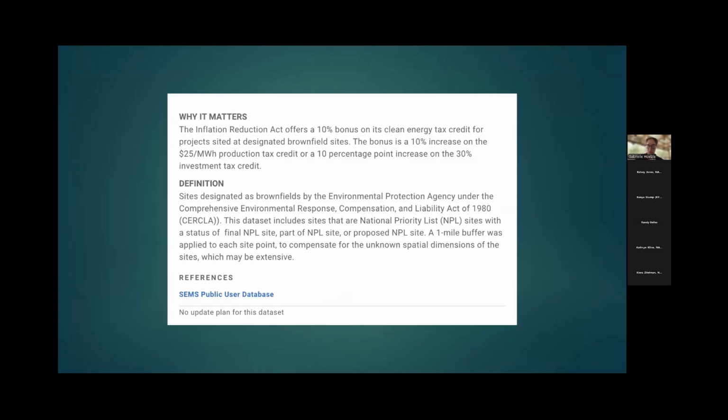Here's an example of those information boxes that I pointed out earlier. So here we're looking at the IRA information. So the Inflation Reduction Act, here's why it matters and it might be relevant to siting. Here's the definition and the source. So this is for every single layer across the entire tool, whether you're in site discovery, exploration, or comparison. Next slide, please.